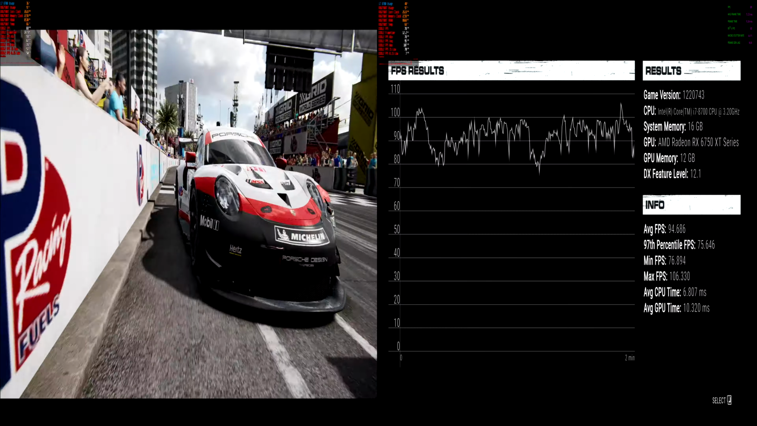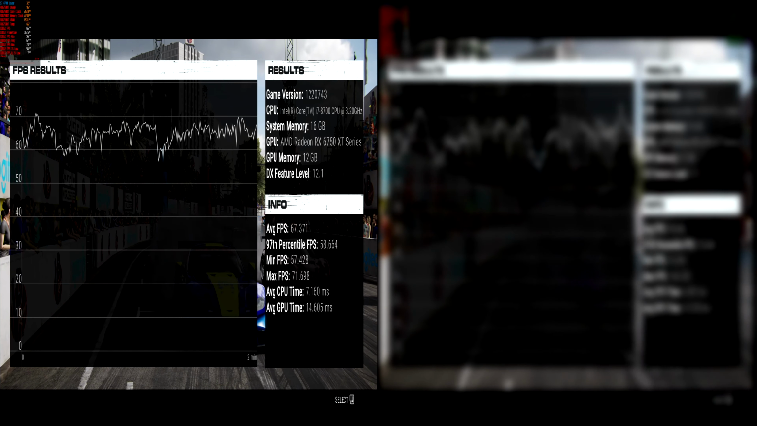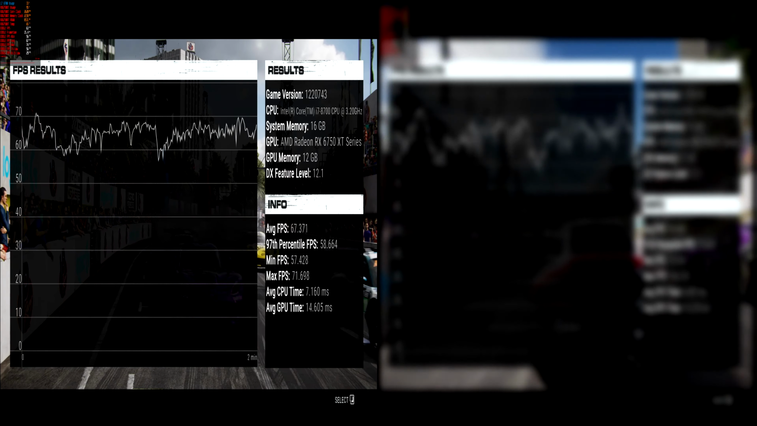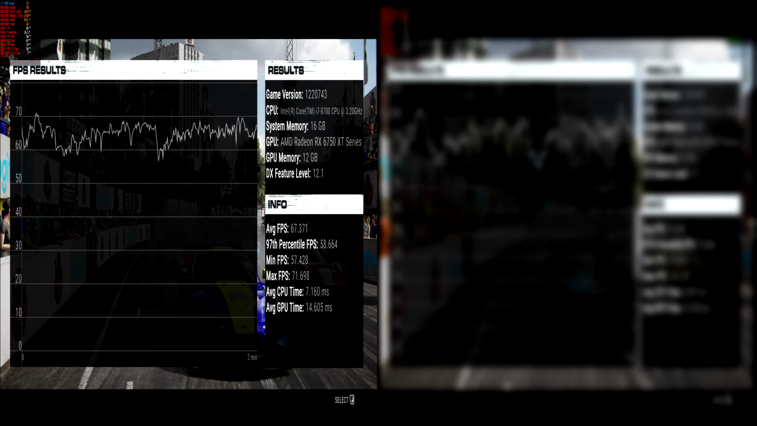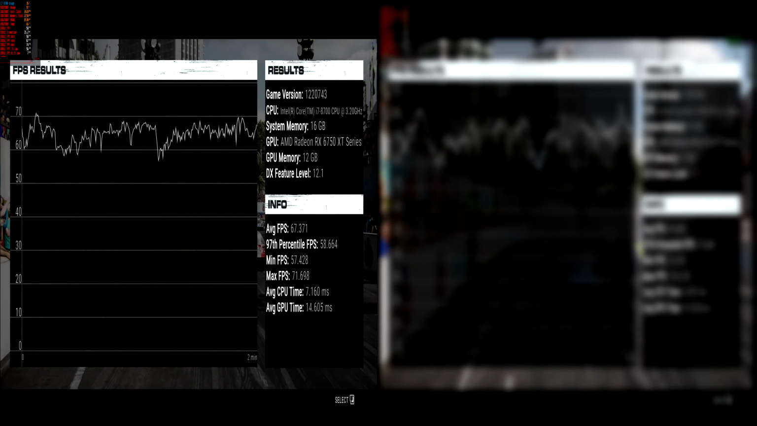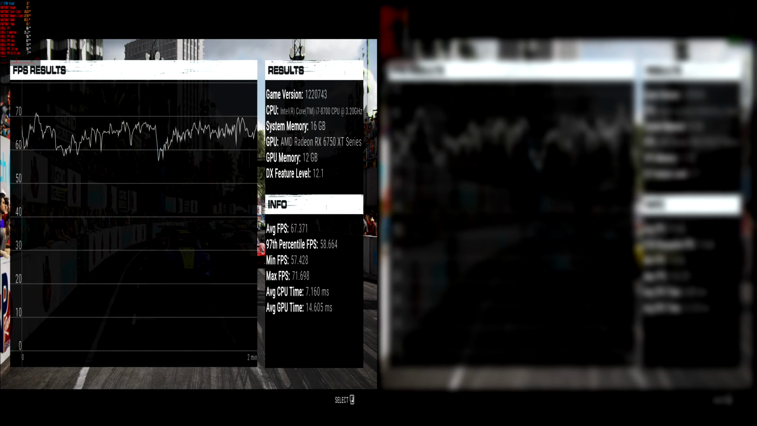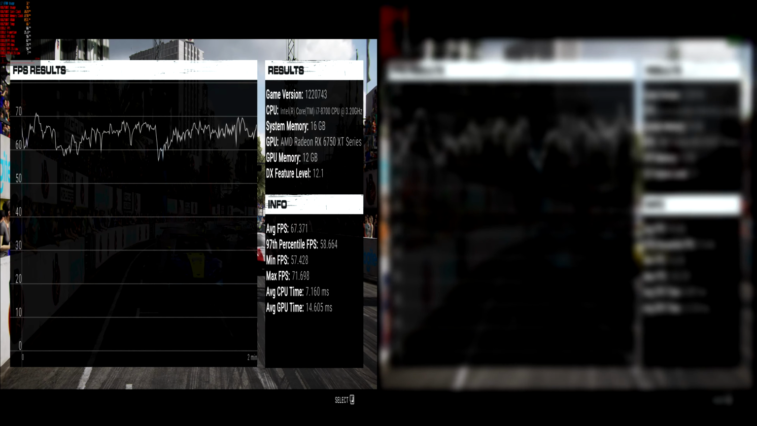Results time. Let's take a look at the results. On the left side we have fluid motion enabled. We have an average of 67 frames per second, 97 percentile of 58, a minimum of 57, a maximum of 71. The average CPU time is 7.1 milliseconds and the average is 14.6.